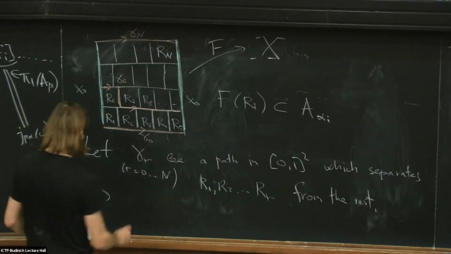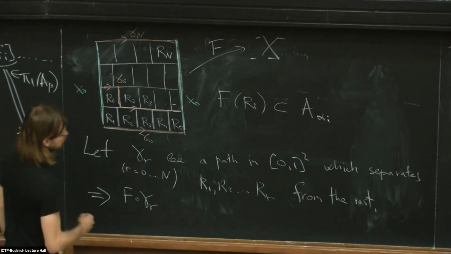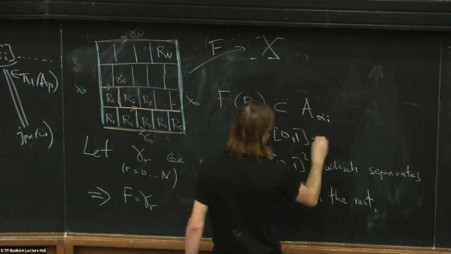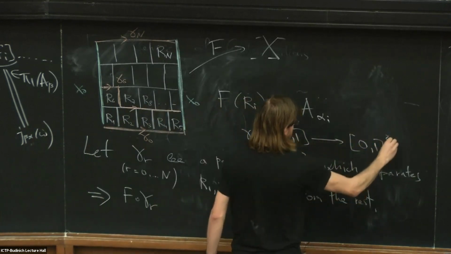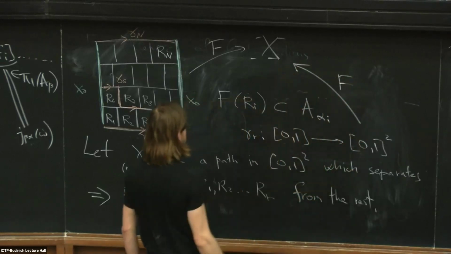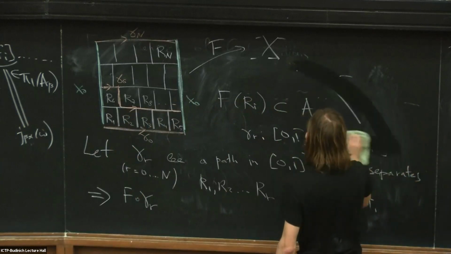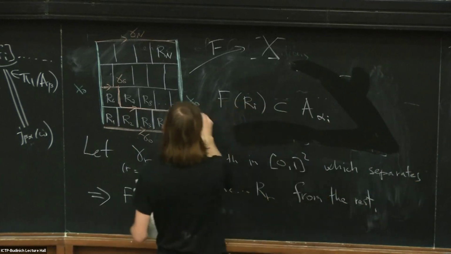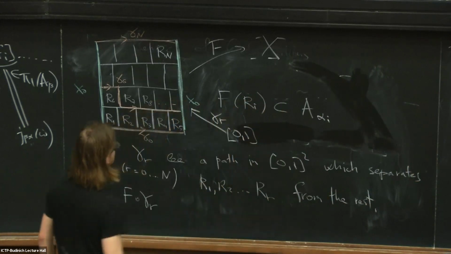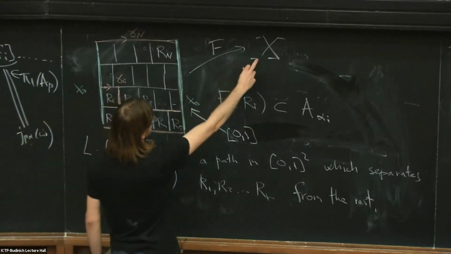So it follows from this construction that gamma r can be understood as a path, a map from the interval to the square, and f gives a map from the square to X. Gamma r goes to the square, and f takes the square to X, so I can compose them, and the composition will give me a path in X.